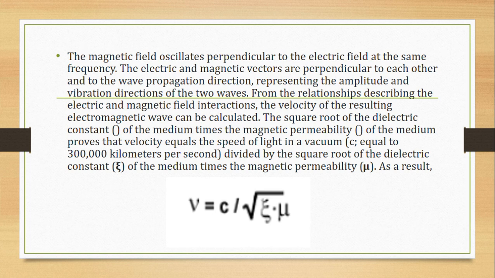The magnetic field oscillates perpendicular to the electric field at the same frequency. The electric and magnetic vectors are perpendicular to each other and to the wave propagation direction, representing the amplitude and vibration directions of the waves.